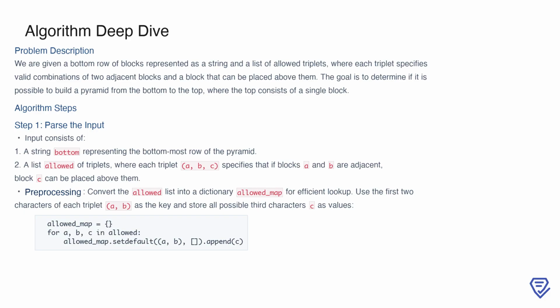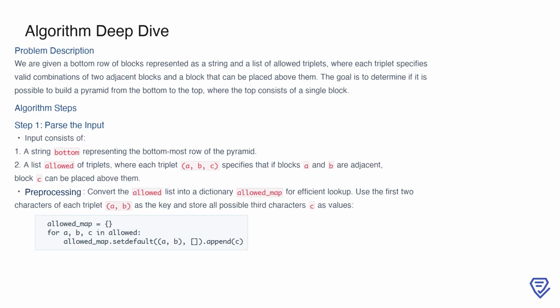The bottom row of the pyramid is provided as a string, while the allowed combinations of blocks are given as a list of triplets. Each triplet specifies that if two blocks, say A and B, are adjacent, then a third block, C, can be placed above them. Our task is to determine if it's possible to build the pyramid all the way to the top, where the apex is a single block.